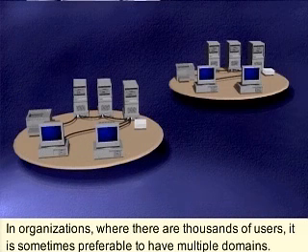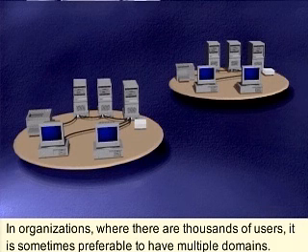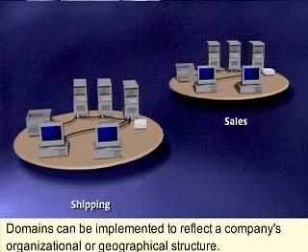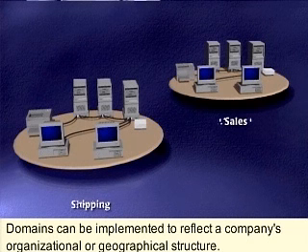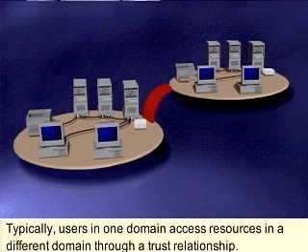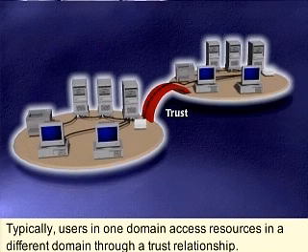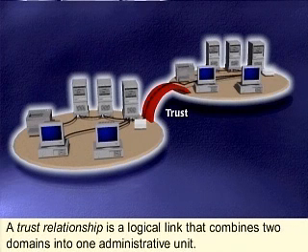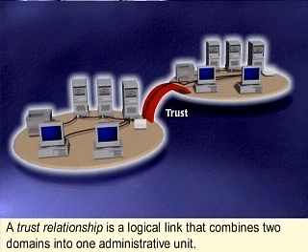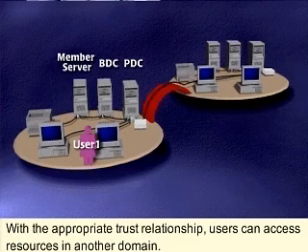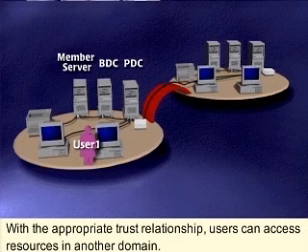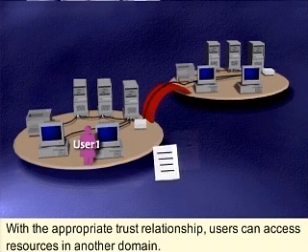In organizations where there are thousands of users, it is sometimes preferable to have multiple domains. Domains can be implemented to reflect a company's organizational or geographical structure. Typically, users in one domain access resources in a different domain through a trust relationship. A trust relationship is a logical link that combines two domains into one administrative unit. With the appropriate trust relationship, users can access resources in another domain.